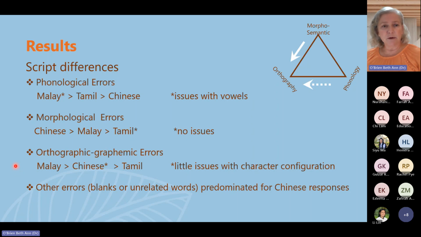And then the orthographic or graphemic errors, Malay was actually showing more of these types of errors as compared to Chinese or Tamil. In Chinese, the children were okay with how the character was supposed to be configured. So sometimes you might think that they would flip the left and the right components, but they actually showed little of those types of errors. It was more that they just weren't aware of how to form the overall character.